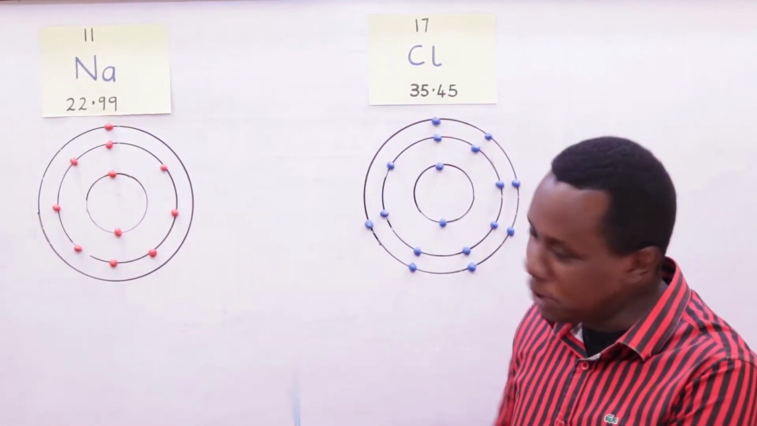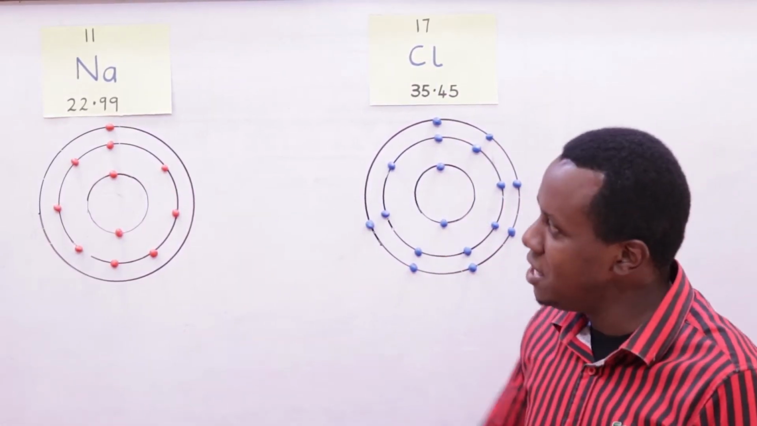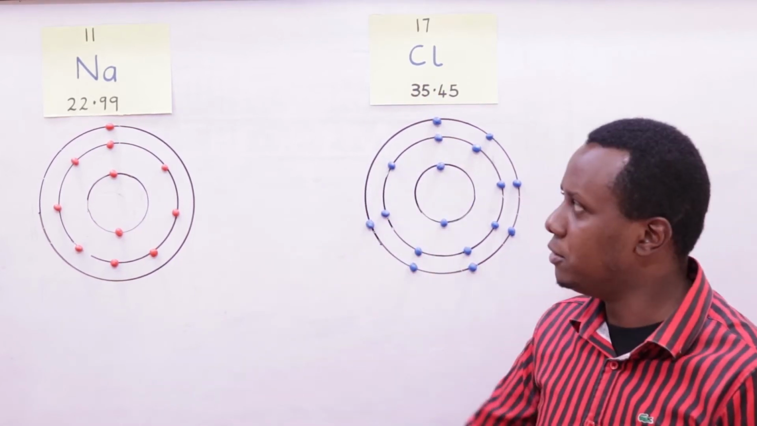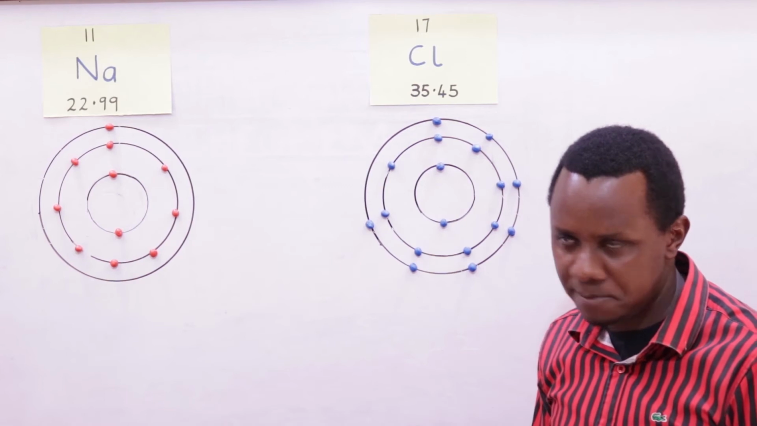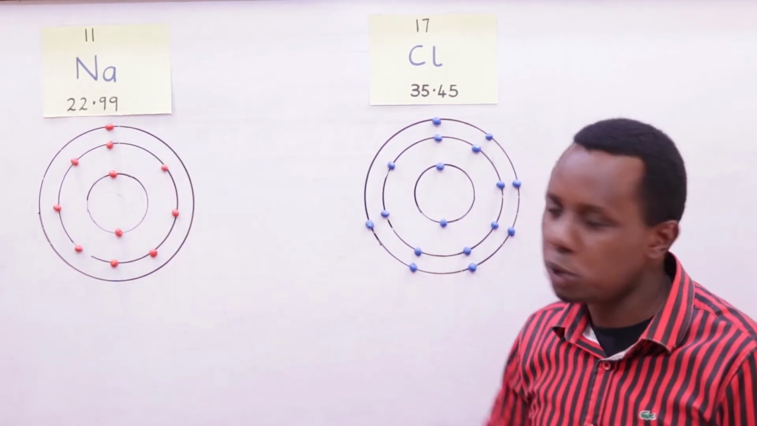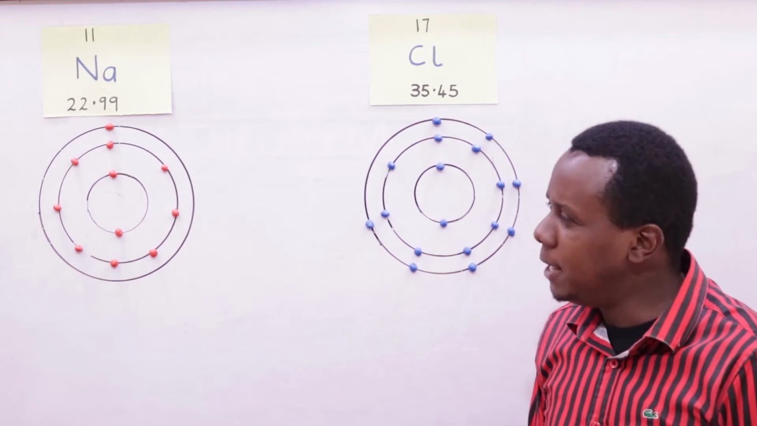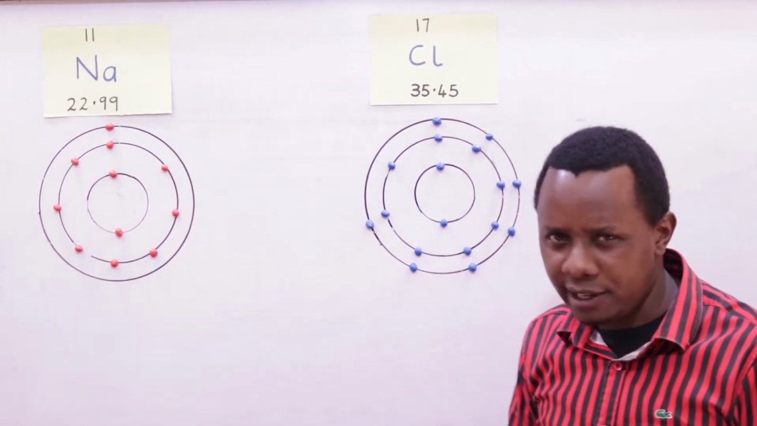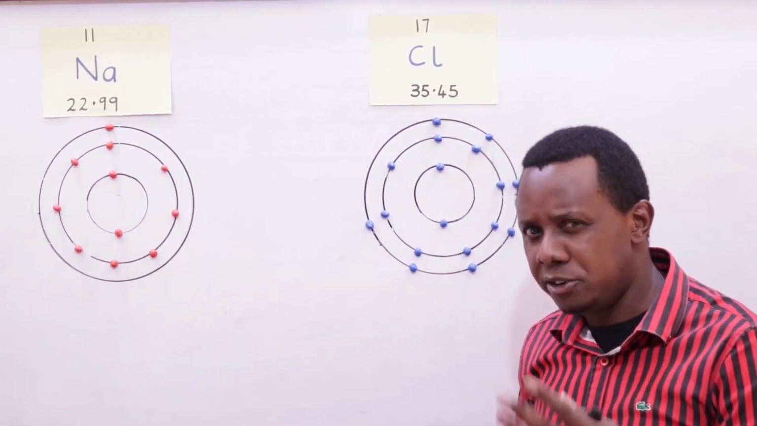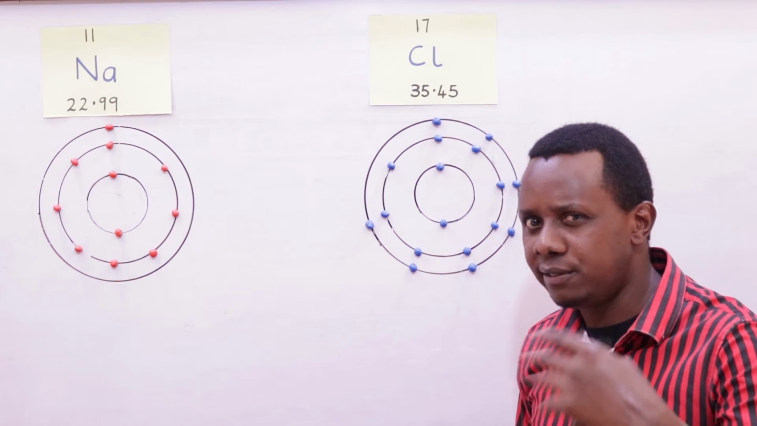Now, if you take a look here, we have 2 elements. One of them is sodium, the other one is chlorine. The symbol for sodium is Na, like we have there. The atomic number is 11, and the mass number is 22.99. Now, because we have an atomic number of 11, that means that in the nucleus we have 11 protons. And remember that protons are positively charged.